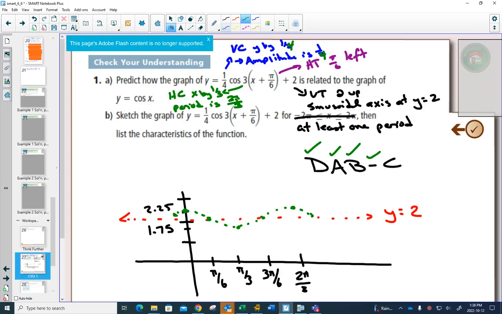And the final thing is shifting it. We're shifting pi over 6 to the left. So I look at my scale, and this would be pi over 6 to the left. I take each of my points and shift them over that much. Put arrowheads on the end to say it keeps on going, and we've done at least one period of the graph.